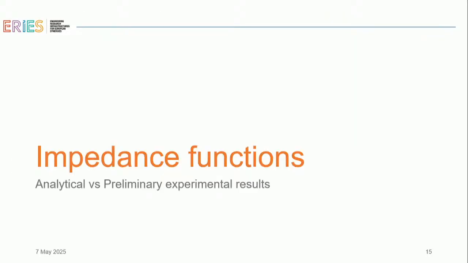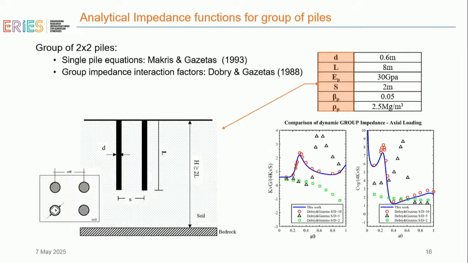Now, how did we calculate the impedance functions? I remind you that the primary goal of this testing sequence was to test in actual field conditions the analytical impedance functions that exist. So basically, this is what we did. It is a group of 2x2 piles. They are interacting with each other. So there is a bit of equations involved.